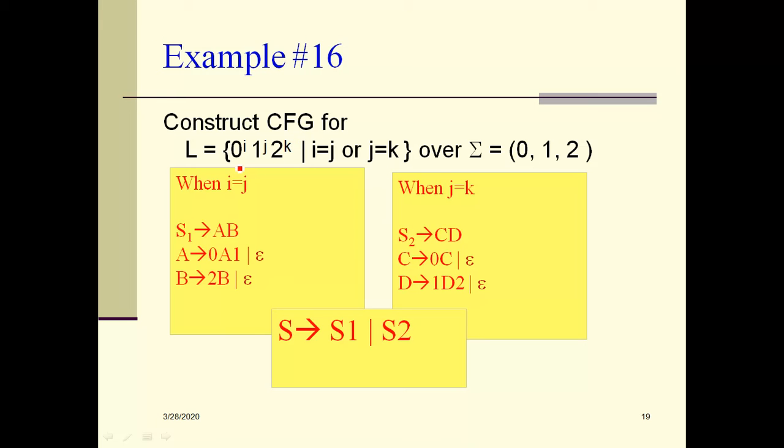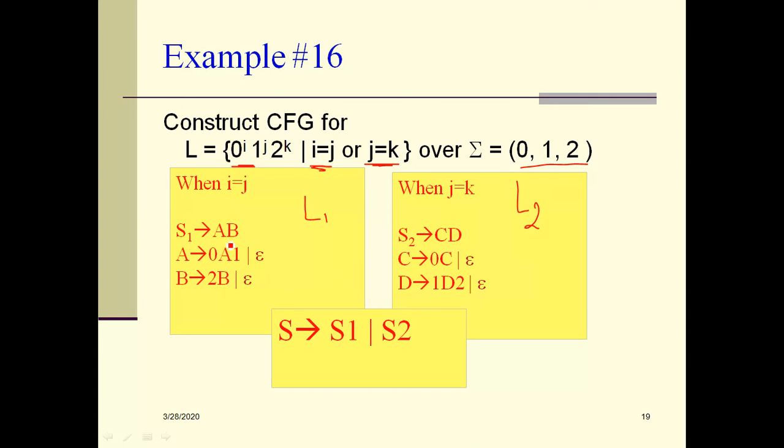Now see this. Construct a context-free grammar for 0 raised to power i, 1 raised to power j, 2 raised to power k, where either i is equal to j or j is equal to k, over the alphabet 0, 1 and 2. Consider this: when i is equal to j, it is one language, and when j is equal to k, it is another language. Let's suppose this is some language L1 and this is some language L2. So I'll write grammars for these two separately.